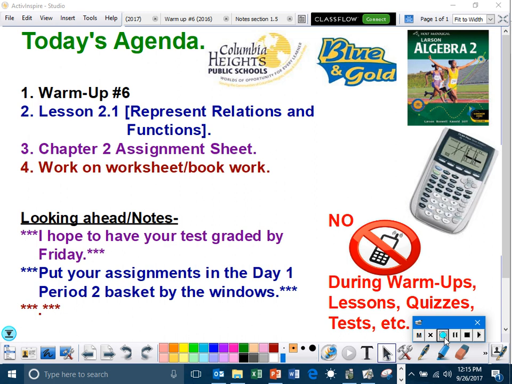So the first thing we are going to do is warm-up number 6. If you could take out your green warm-up sheets, please. Also, if someone in class would be kind enough to pass out the calculators, that would be great. I will pause for about a minute so everybody can get situated.